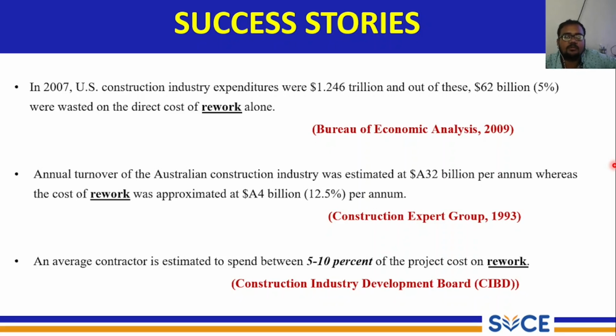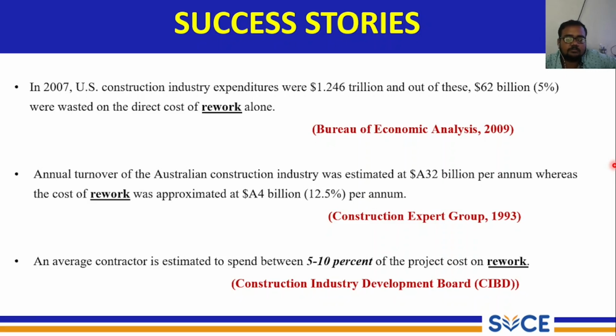If you think in terms of hundreds of thousands, it may look very simple, but on a bigger picture, the industry is facing 5% of 1.2 trillion, which is closer to 60 billion. So they found that that amount is only spent for rework. The same thing applies to the Australian construction industry, where they found that approximately closer to 12.5%, about 4 billion Australian dollars, is being spent on rework per day.